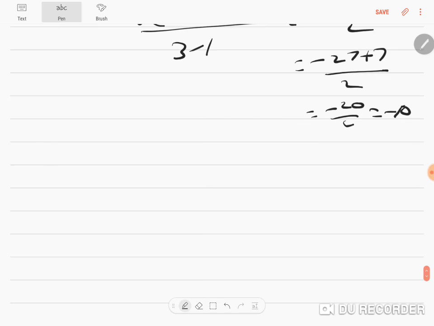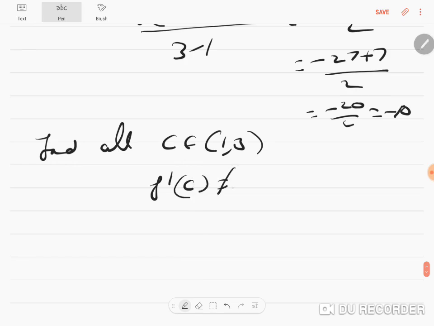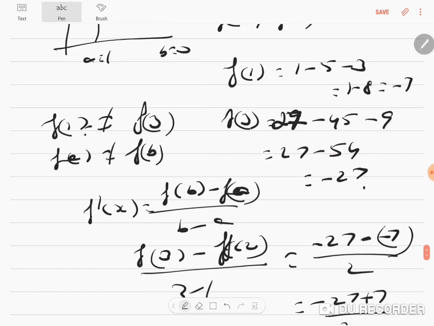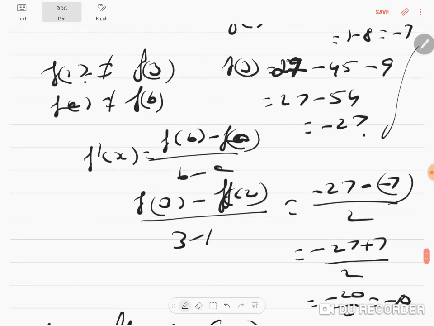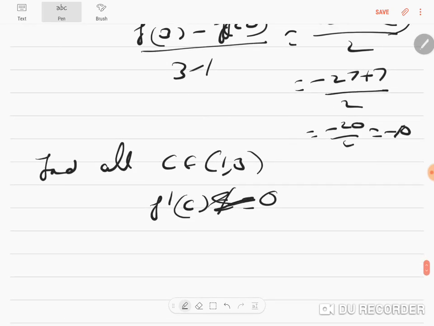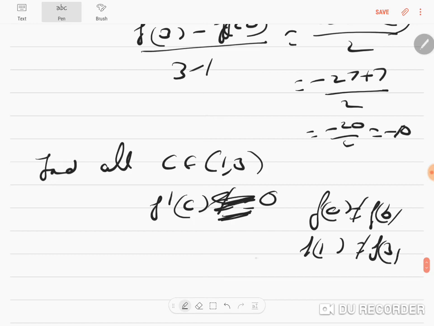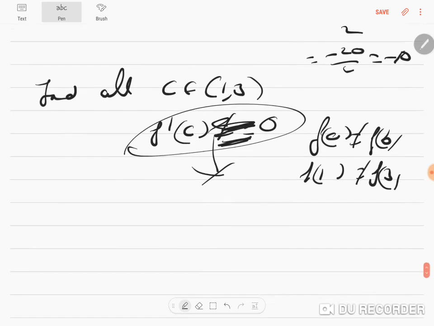Then they have another subdivision: find all c belonging to 1 comma 3, between 1 and 3, such that f dash of c is equal to 0. How is it possible? We just verified between 1 and 3 that we can find a slope at every point, right? So it will never be equal to 0, because f of a is not equal to f of b, f of 1 is not equal to f of 3. So f dash of c is never going to be equal to 0, the slope will never vanish, that is all.